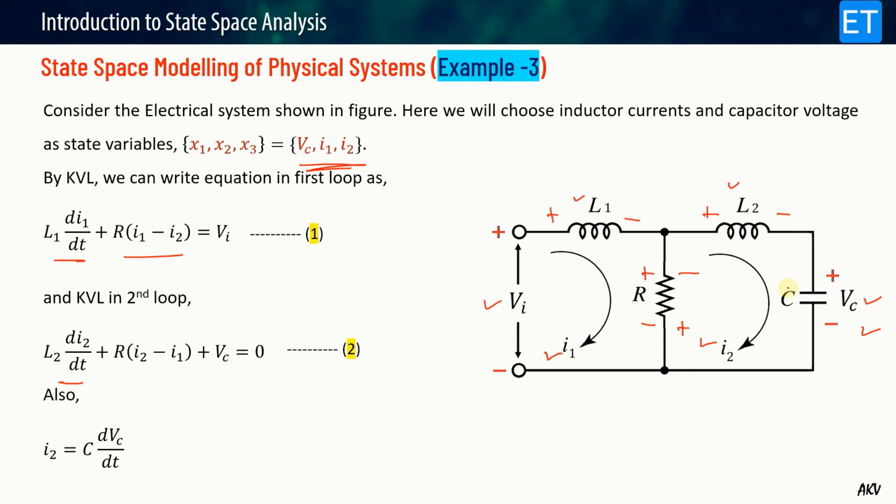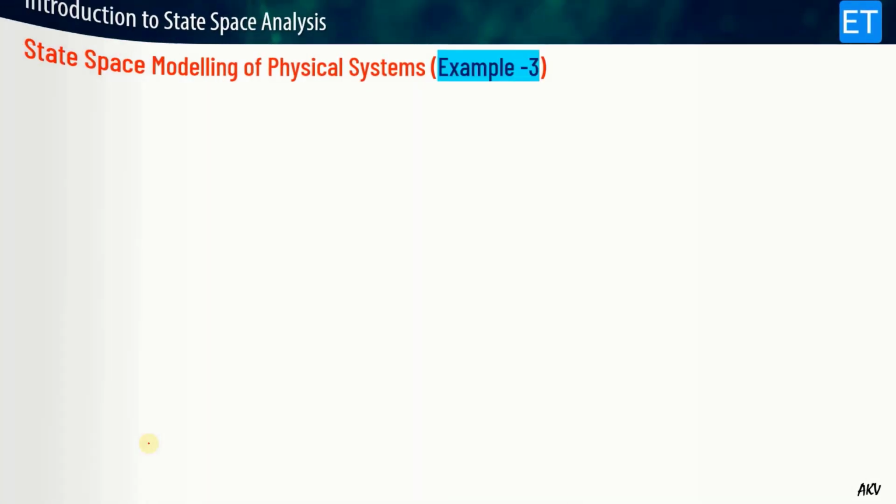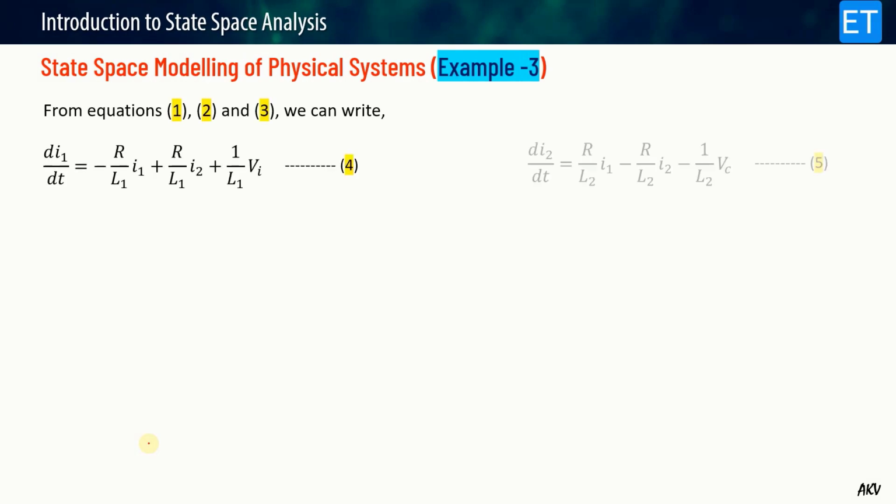you can write the voltage and current relationship for this capacitor. So this is your capacitor current, so I2 equal to C dVc by dt. Okay, so that is equation 3. So I have written these 3 differential equations for this circuit, and let me rewrite these 3 equations again. From these equations 1, 2 and 3, I have just kept the derivative part on the left side in all, and then transferred all the terms to the right side.